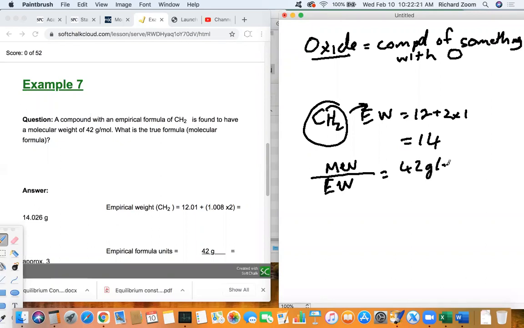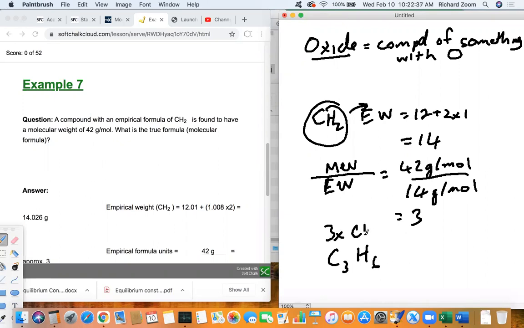That's what's given, divided by 14 grams per mole, which is about 3. And that means that the formula would be C3H6, because that would be 3 times CH2. That's how many CH2 units are required to get to the molecular weight.